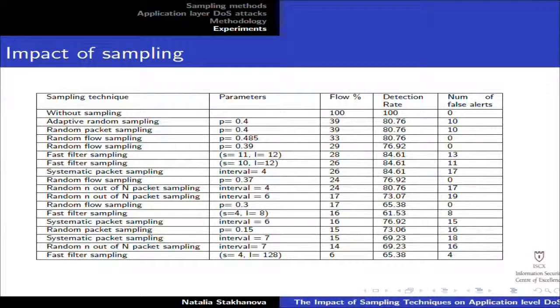The variation of parameters. You can see for certain techniques, for example, fast sampling, there were a number of different variations that we played around with simply because the original study said that these are the parameters that can be employed for different types of network scenarios. So we did do that. We played with the parameters that were provided, and unfortunately none of them provided good results, which clearly speaks for the uniqueness of the attacks and perhaps the need for specialized sampling techniques.